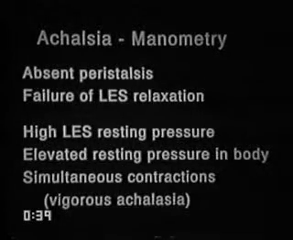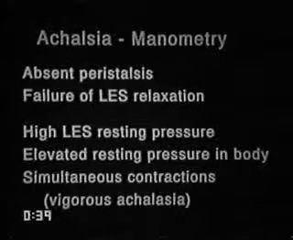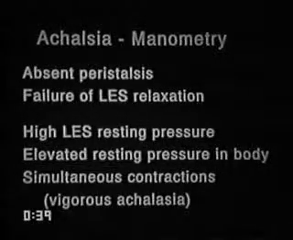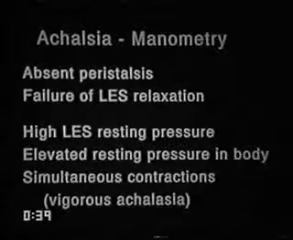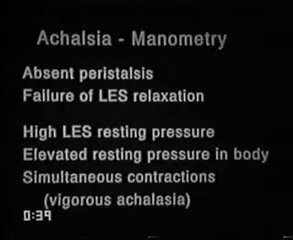There are 5 primary manometric findings in achalasia. The 2 most important ones are absence of peristalsis in the distal esophagus and failure of complete relaxation of the lower esophageal sphincter with deglutition.